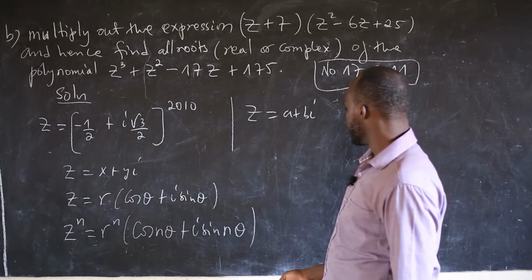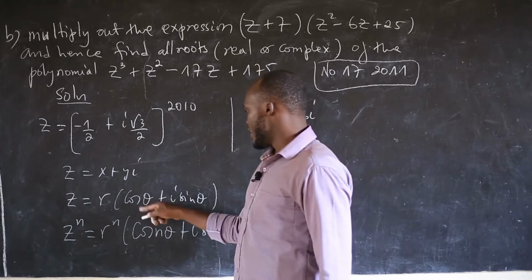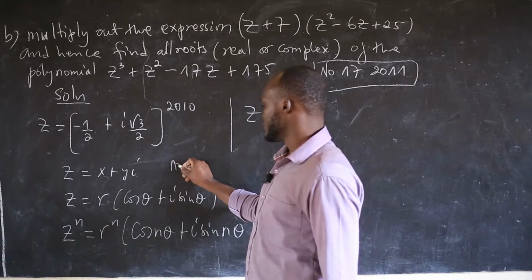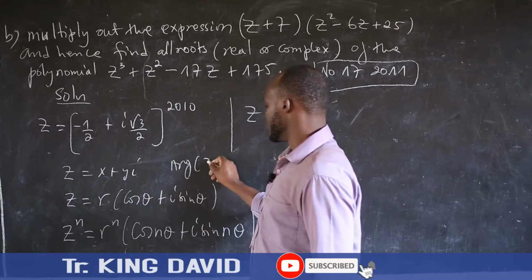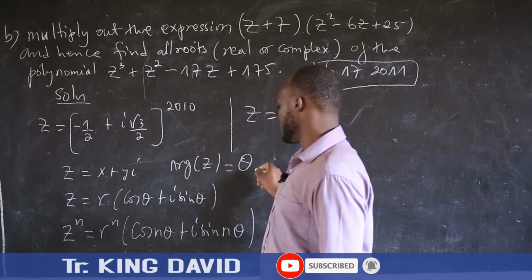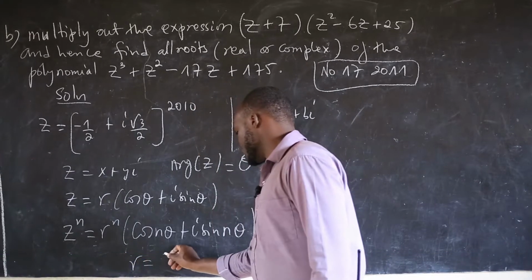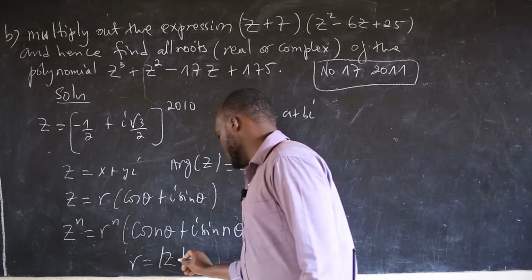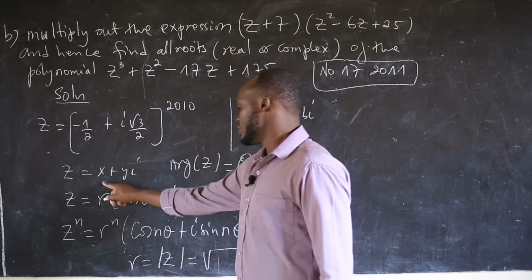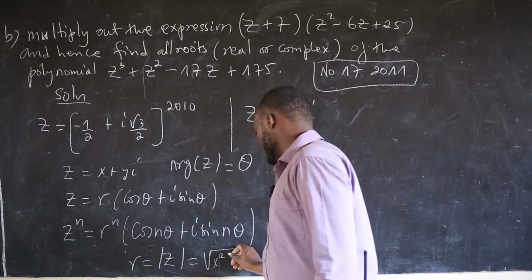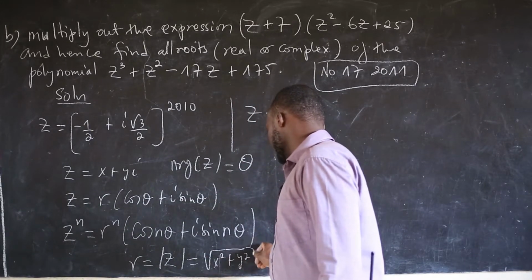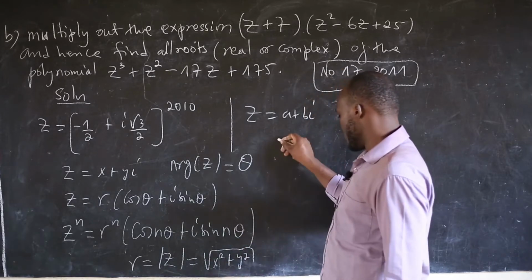So which means that we need the argument of z, which is the angle, and we need the r, which is the modulus of z. How do you find the modulus of z? You know that is the square root of x squared plus y squared.